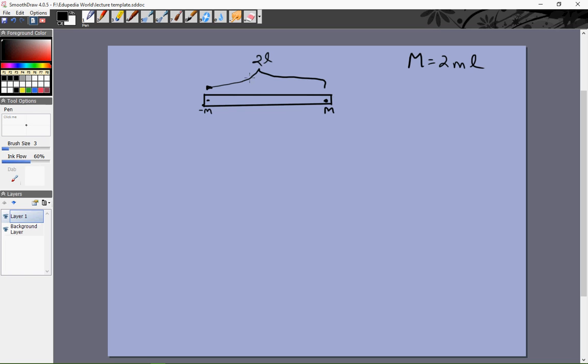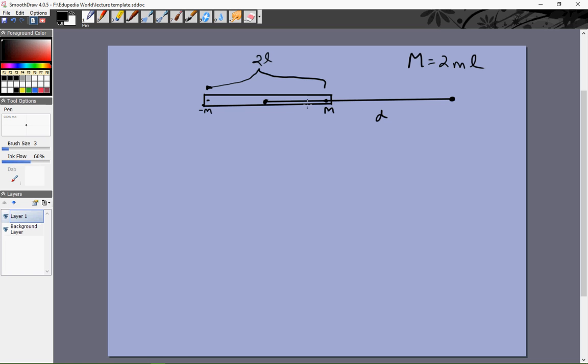So minus m, plus m, they're a distance 2L apart. We'll just take a distance d here from the center, right? And we'll calculate the magnetic field at this point due to this magnetic dipole. So that's easy enough. Calculate the magnetic field due to each of them and add it up.